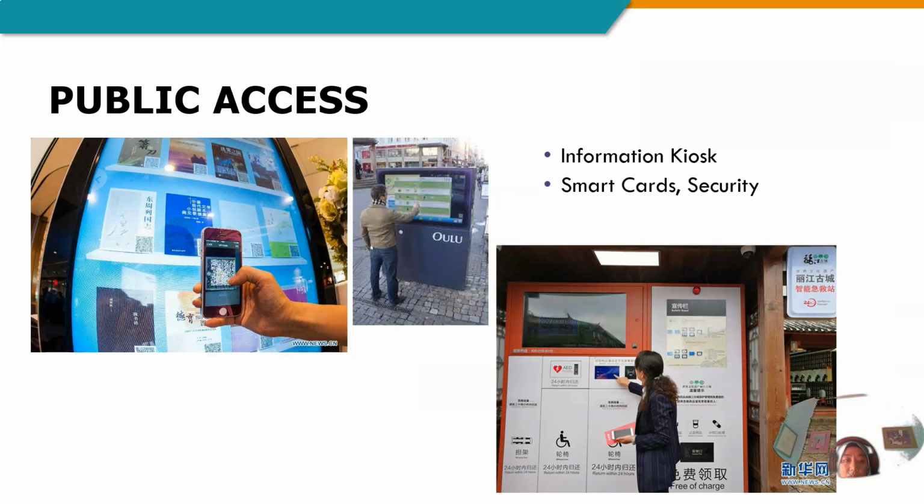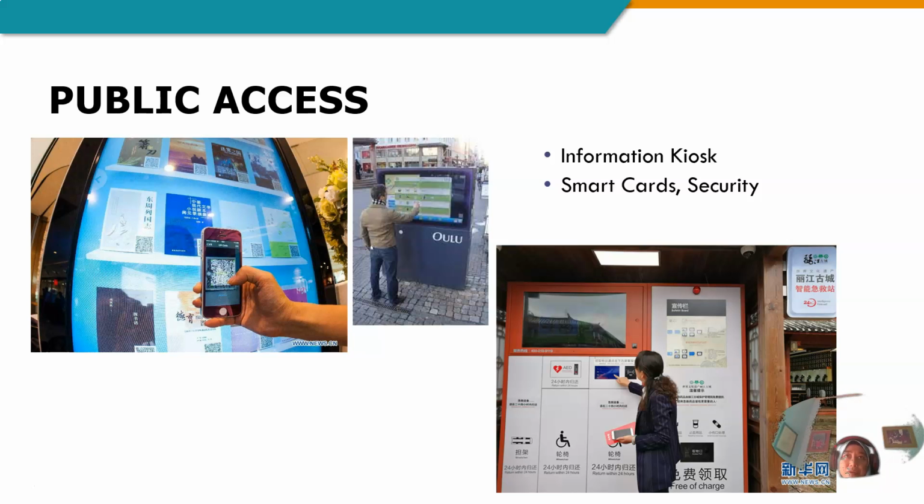Okay, and then how about public access? When we talk about public access, it is actually about sharing information in a public area. For example, you want to share information in the mall, or in the museum, or in the zoo, or in other public places. So how do you share the information?